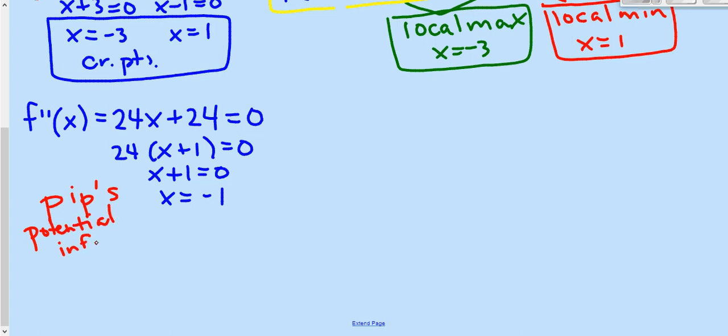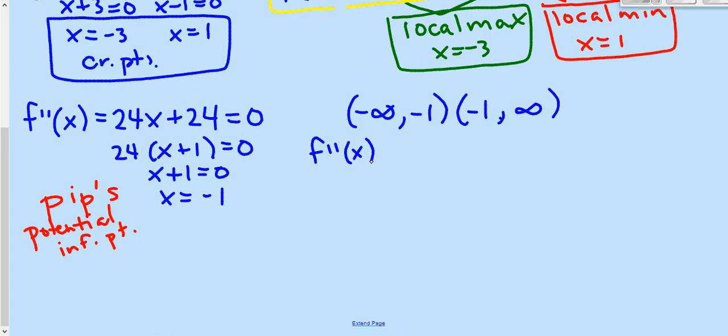So let's check out the concavity. Let's make intervals. We have the interval from negative infinity to negative 1 and the interval from negative 1 to infinity. Let's take a test number and plug it into the second derivative. I'm going to pick negative 2. If I plug negative 2 into the second derivative here, I have positive 24 times negative 1. Positive times negative is negative.